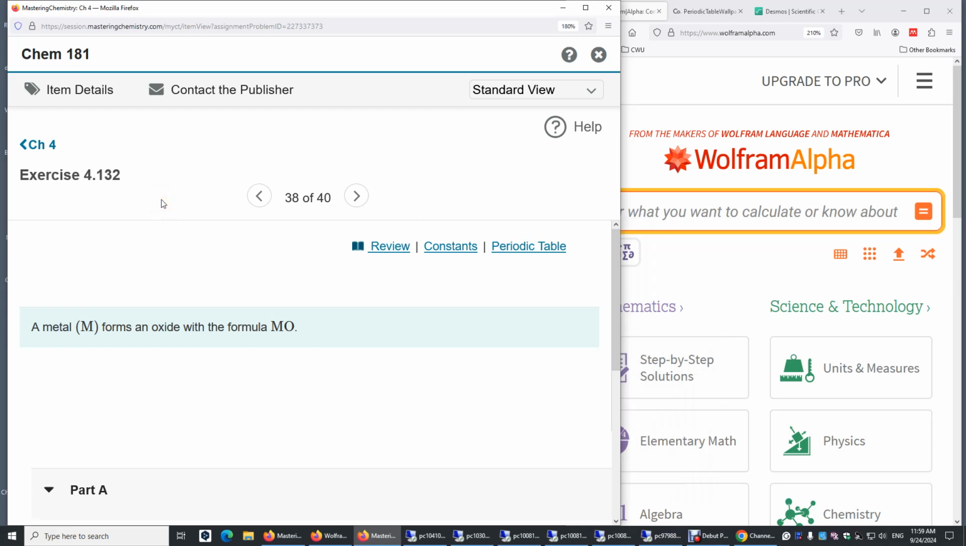Chapter 4, Exercise 4.132. A metal forms an oxide with the formula MO.